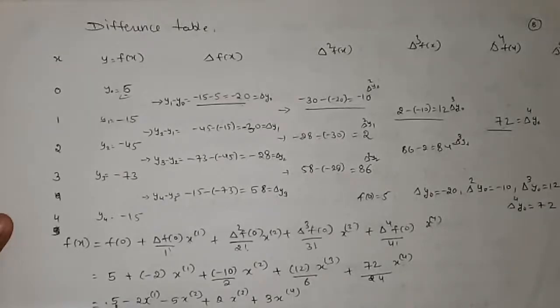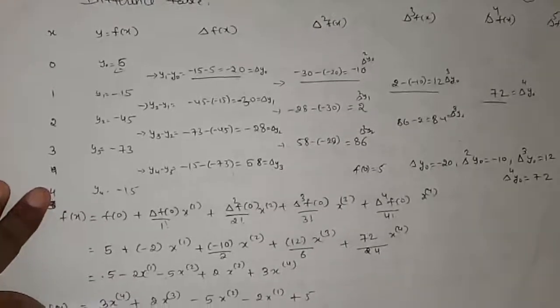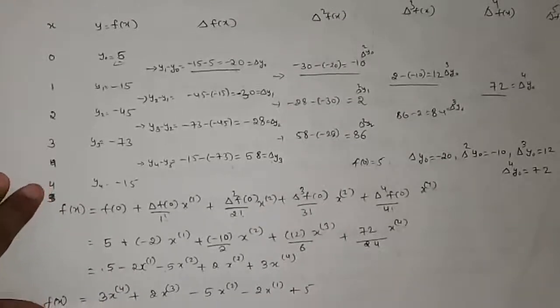So here, 5 minus 20x over 1, minus 10x square over 2, plus 12x cube over 6, plus 72x raised to 4 over 24, which gives 5 minus 20x minus 5x square plus 2x cube plus 3x raised to 4. On arranging these terms according to power, we start with the highest power. So 3x raised to 4 plus 2x cube minus 5x square minus 20x plus 5. This is our polynomial in factorial notation. So I hope you understand how to do this calculation and how to write any polynomial in factorial notation.